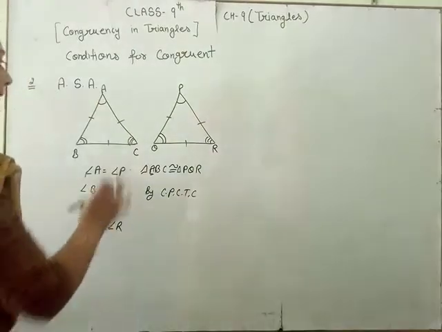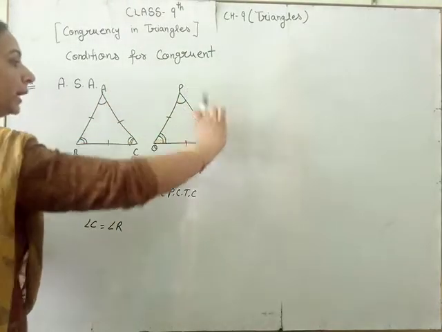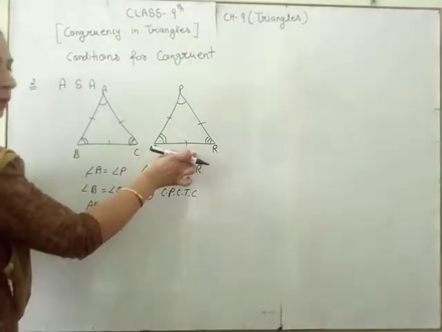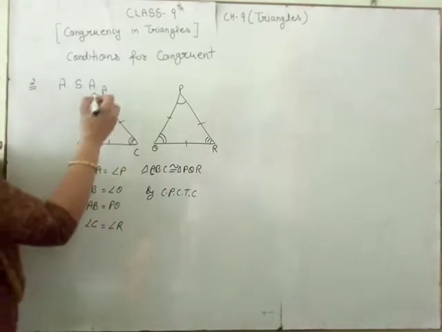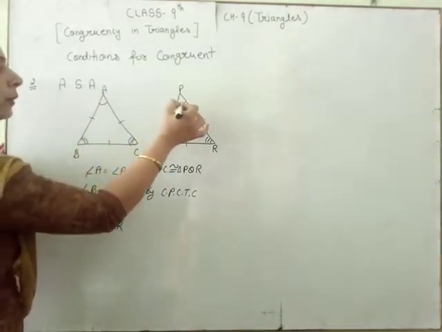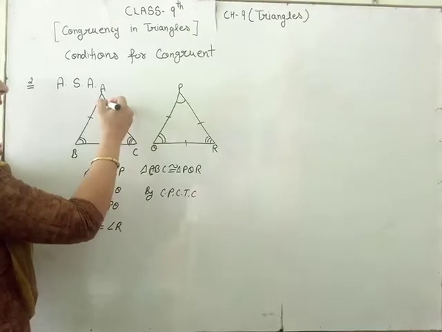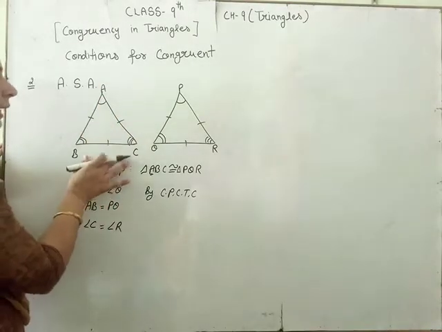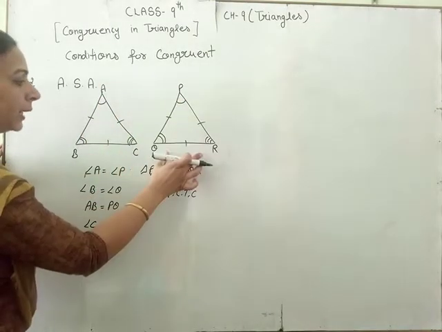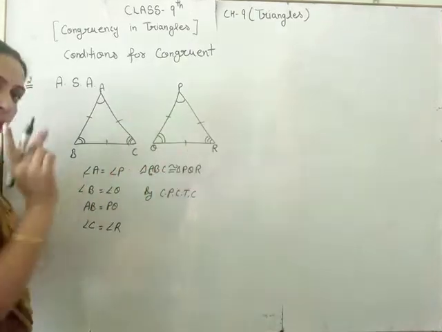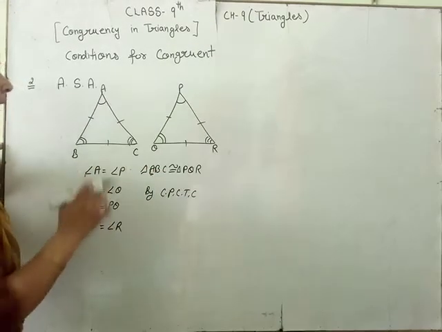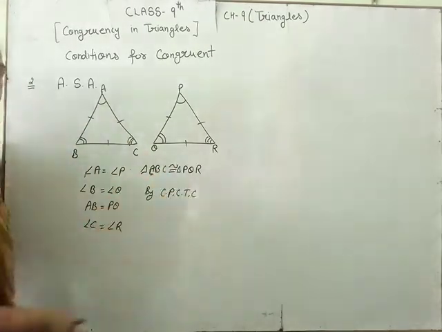Student, we say AC equal to PR, AC not equal to QR, because angle A equals angle P, then the opposite side of A is BC, and the opposite side of P is QR. Then BC and QR, only these two. Okay, not AC and QR.